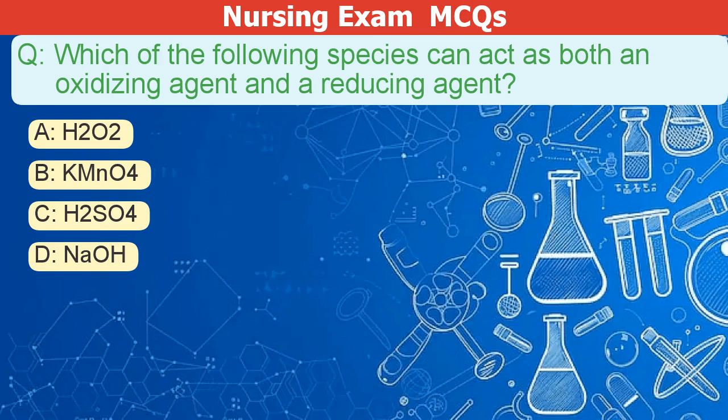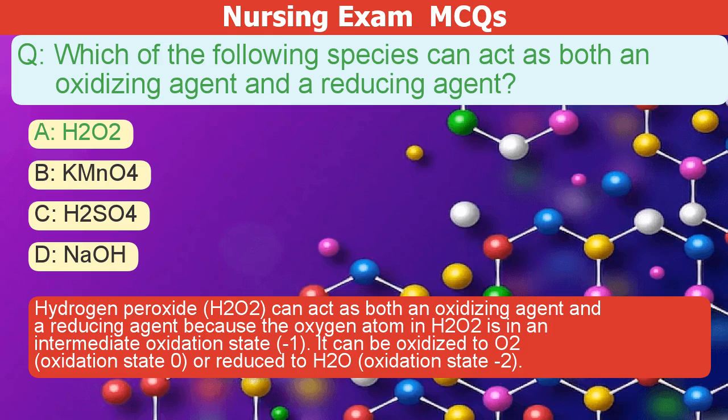Which of the following species can act as both an oxidizing agent and a reducing agent? A. H2O2. B. KMnO4. C. H2SO4. D. NaOH. The correct answer is A. Hydrogen peroxide (H2O2) can act as both an oxidizing agent and a reducing agent because the oxygen atom in H2O2 is in an intermediate oxidation state, -1. It can be oxidized to O2, oxidation state 0, or reduced to H2O, oxidation state -2.